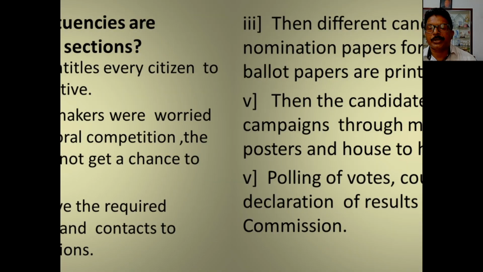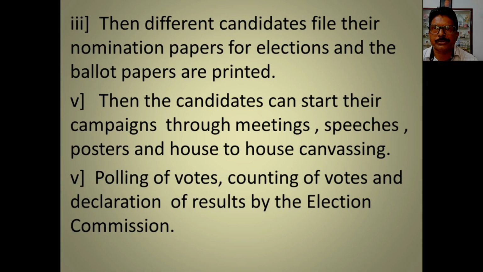So once again, we can understand what the process is. First, constituencies are fixed. Constituencies we call Niyojaka Mandalam. Then the voters list is prepared. Then nomination papers are filed and ballot papers are printed. Then election campaigns take place. Then the last step: polling of votes, counting of votes, and declaration of results by the election commission.